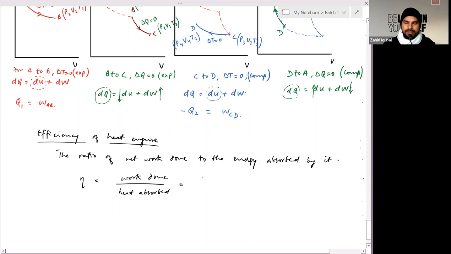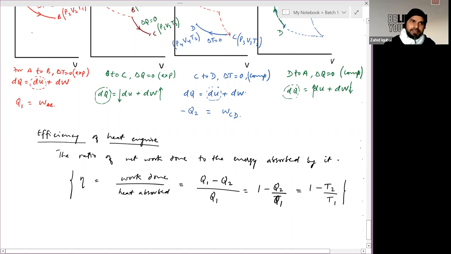Net work done will be Q1 minus Q2. Work done along B to C is just equal to work done along D to A, and both are of opposite sign, so they will cancel out. So we're left with Q1 minus Q2 divided by heat absorbed, that is Q1. If you simplify it, you'll get 1 minus Q2 divided by Q1. And in terms of temperature, it will be 1 minus T2 by T1 also. So this is the efficiency of a heat engine.